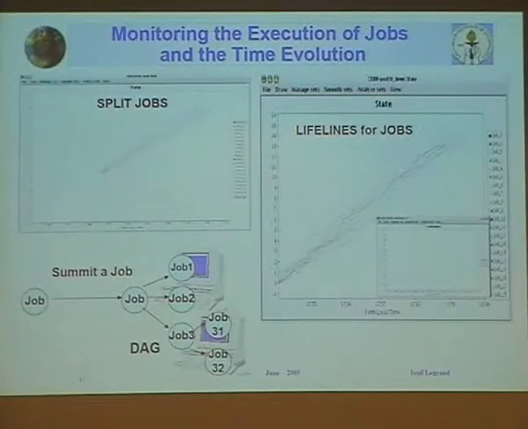This is how we use MonaLISA to understand what's going on with jobs. We provide a set of APIs which can be used to instrument jobs, and these are so-called lifelines for jobs, showing how a job is split in parts and how it evolves in time.